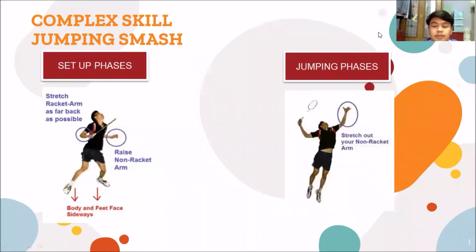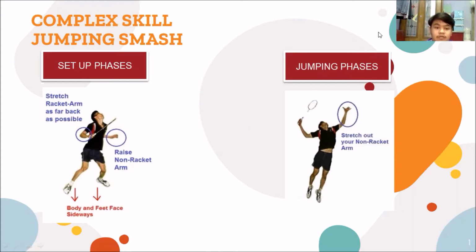Assalamualaikum warahmatullahi wabarakatuh. Today I will explain to you about a complex skill in badminton, which is the jumping smash. First of all, the jumping smash has 4 phases. The first phase is the setup phase, then the jumping phase, the smash phase, and the follow through phase. Every phase has its technique.